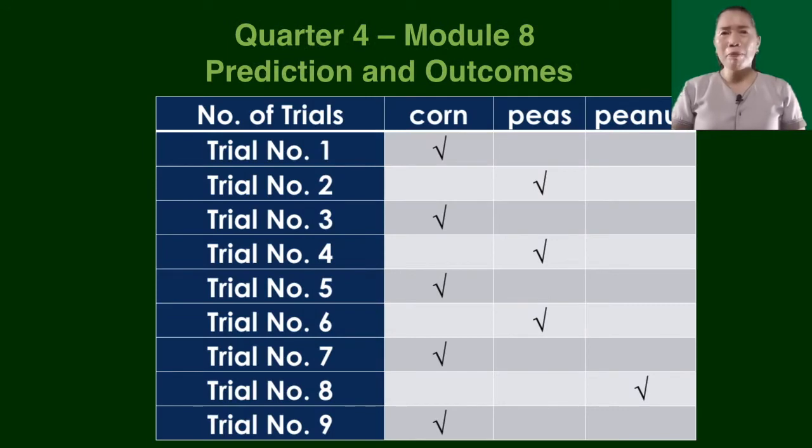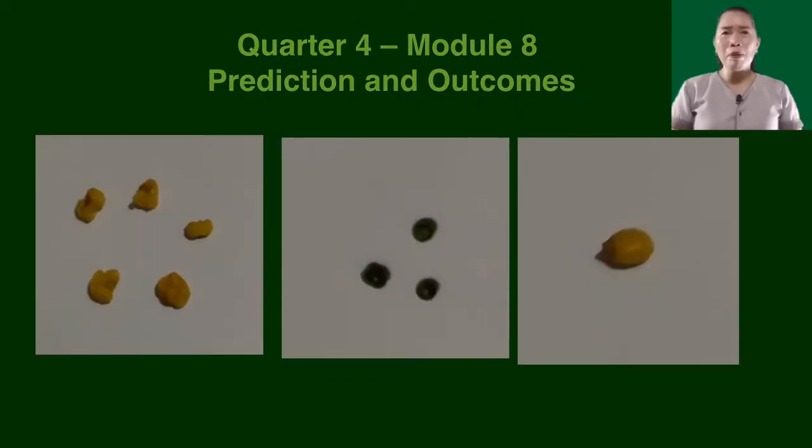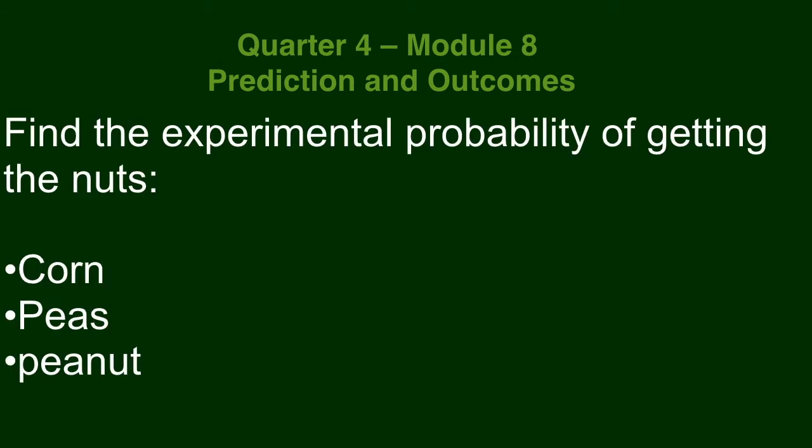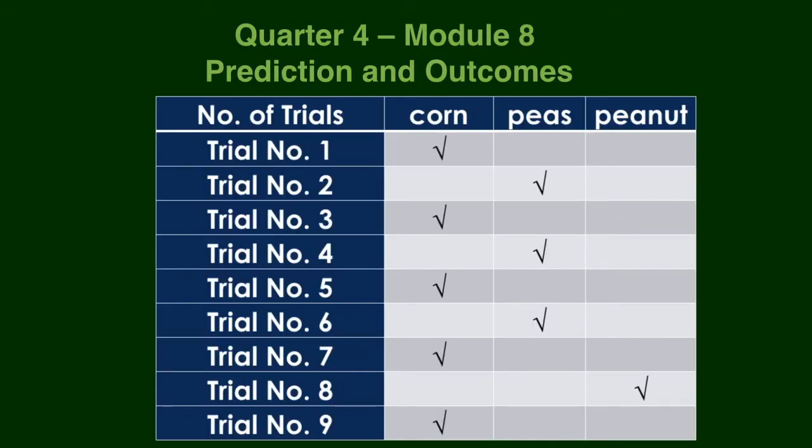Try to look at the table and let's find the experimental probability of getting the following. Number 1, corn. Number 2, peas. Number 3, peanut. Okay, look at the table. Number of trials. Trial number 1, corn. Trial number 2, peas. Trial number 3, corn. Trial number 4, peas. Trial number 5, corn. Trial number 6, peas. Trial number 7, corn. Trial number 8, peanut. Trial number 9, corn. Okay, so can you give now your answer?